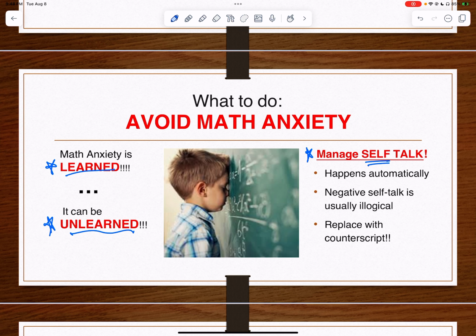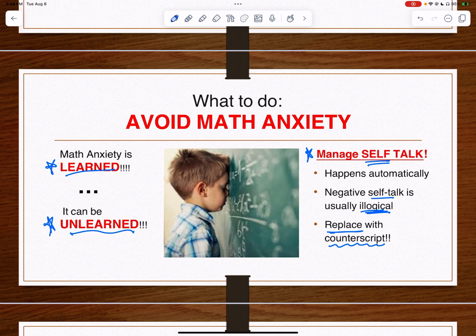Okay. So a lot of times this negative self-talk is illogical. Does it make sense that if I'm struggling with number 2, that I should just turn that paper in? No, that does not make a bit of sense. Okay. You still should keep trying and skip number 2, go on to the next one. Okay. So you need to manage that self-talk by replacing it with what's called a counter script.